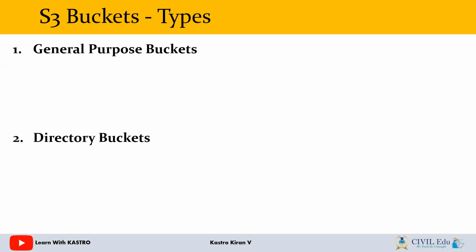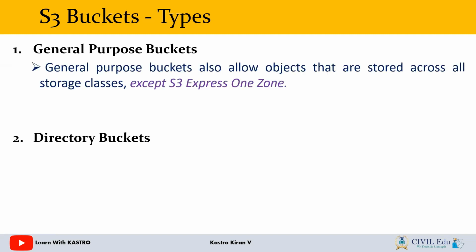And here, what is meant by a general purpose bucket? As the name itself tells, it is a general bucket. So if you want to upload an object into the S3 bucket, or if you want to download an object from the S3 bucket, all the basic data-related work that we are going to do in the S3 service, we will do by creating a general purpose bucket.